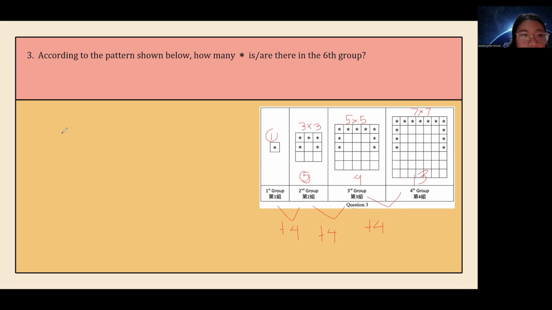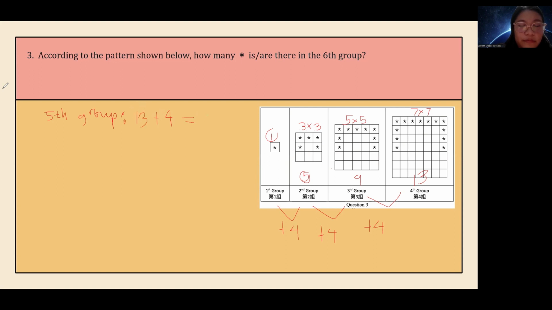Now for the fifth group, we could write here, fifth group, we have from 13, we need to add 4. So 13 plus 4, that's 17. Sorry. My pen is not quite working well.